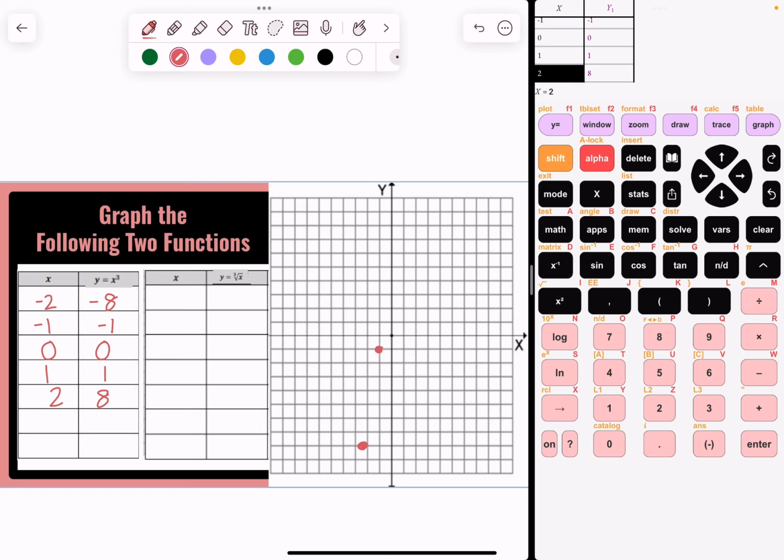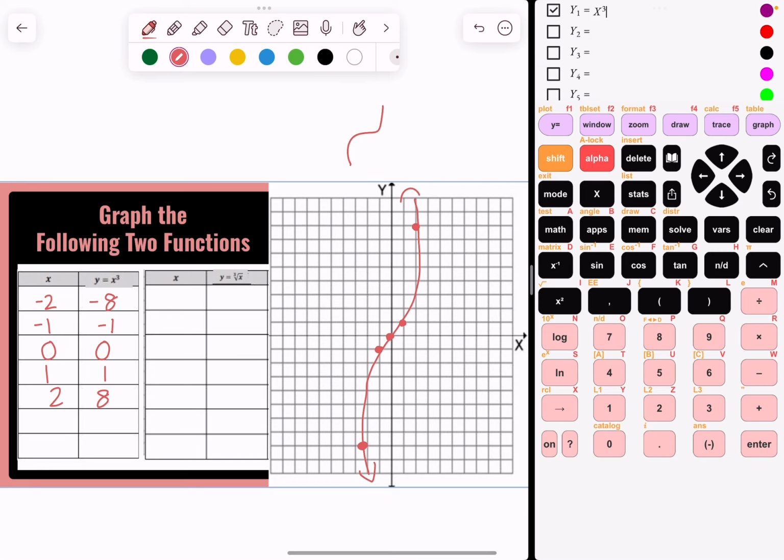-1, 0, 0, 1, 1, and 2, 8. And we could put arrows on both these sides. It's going to end up looking like this kind of curve thingy. I don't really know what shape you want to call it. And now let's look at how we graph the cube root of x.